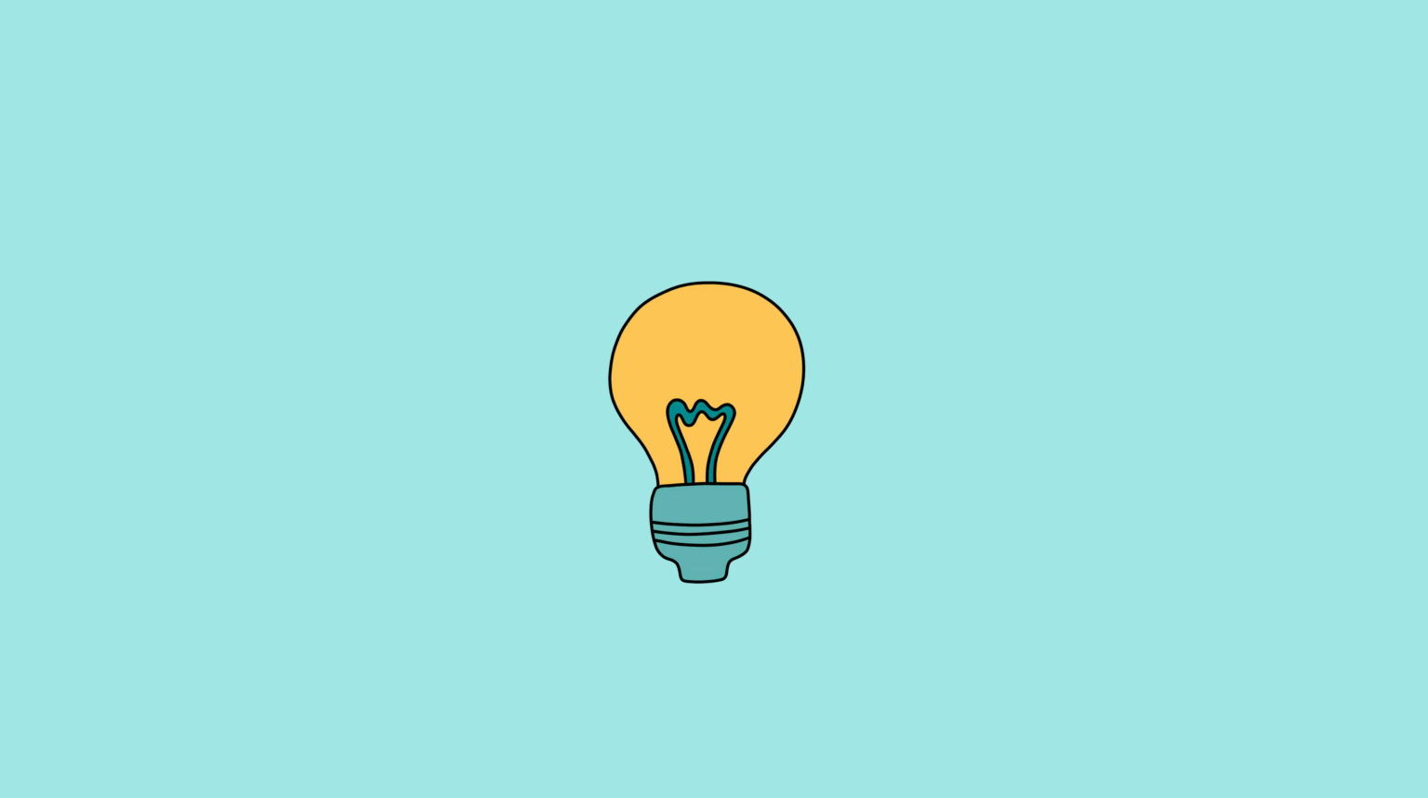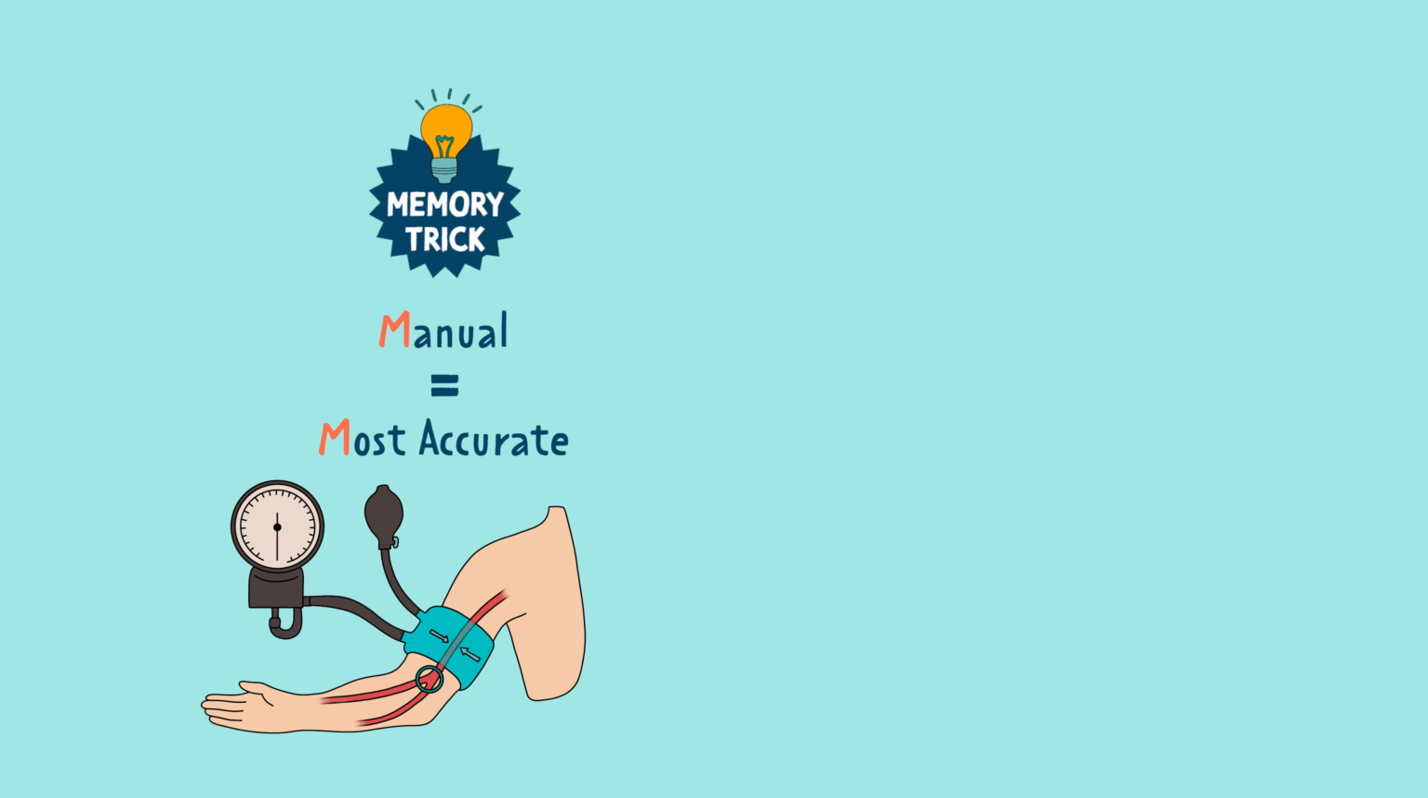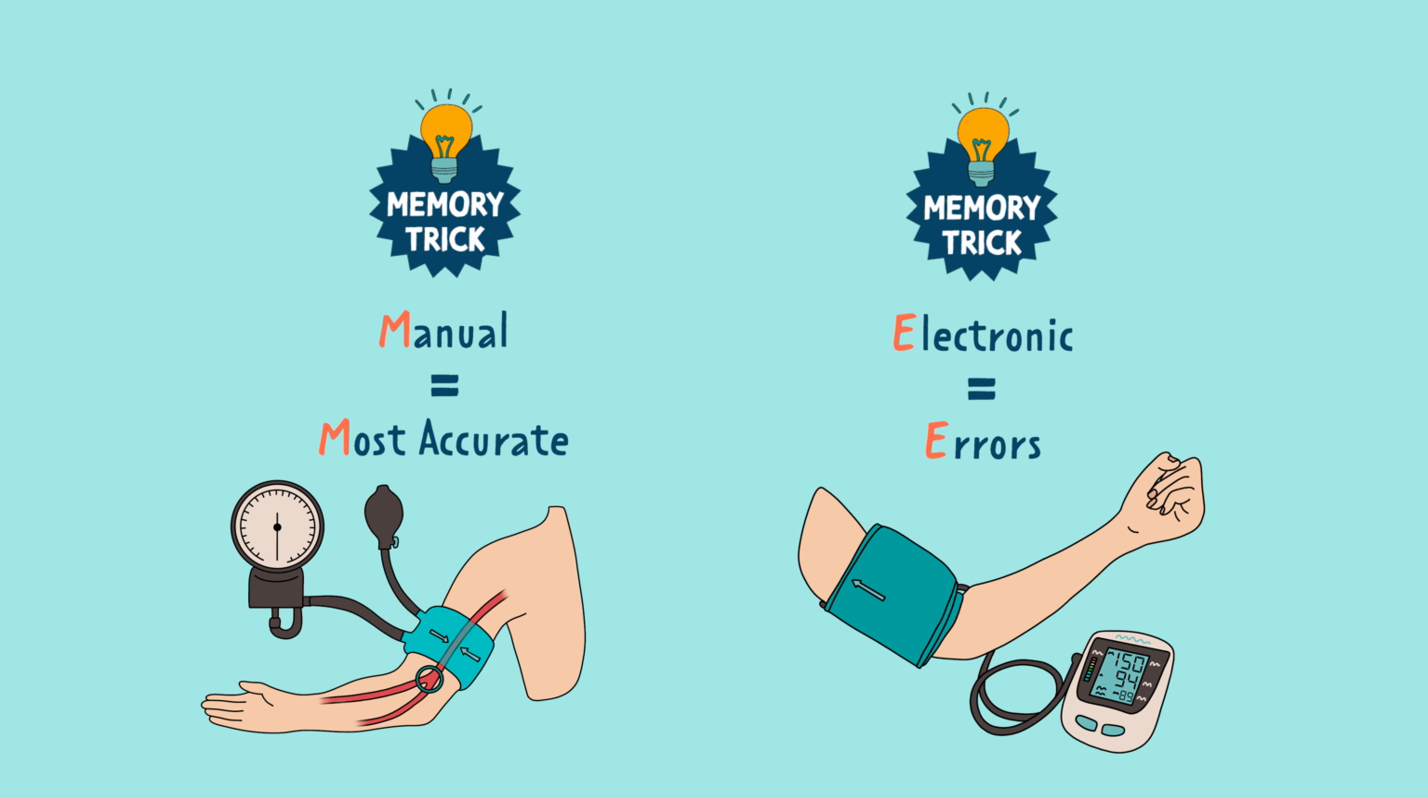Let's talk about some nursing considerations. A manual blood pressure is best. Machines are helpful, but they can be inaccurate. So think of this memory trick. Manual is the most accurate, and electronics can have errors. The NCLEX loves to ask questions on this.